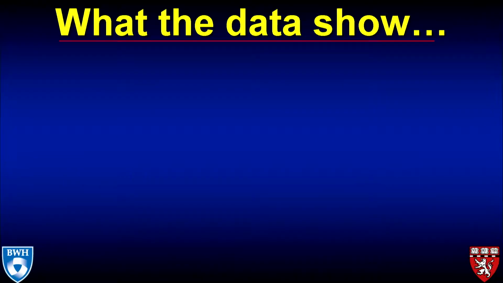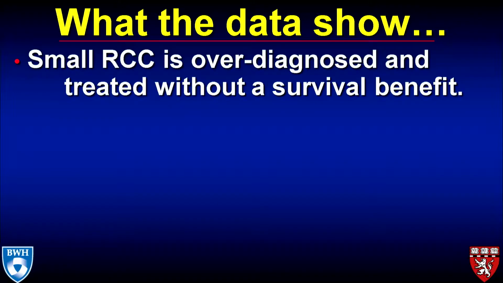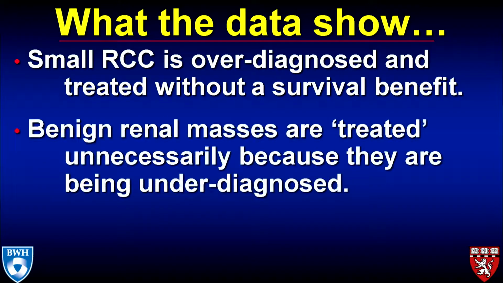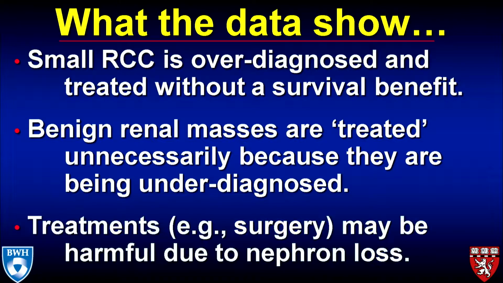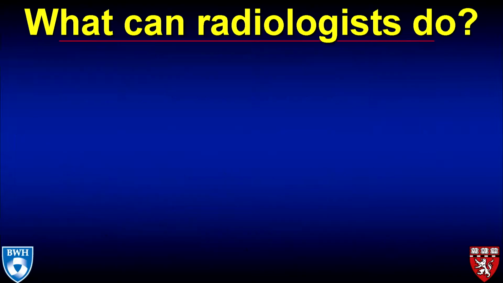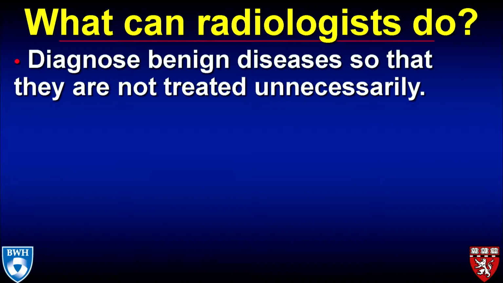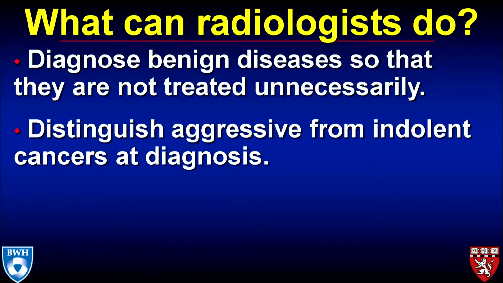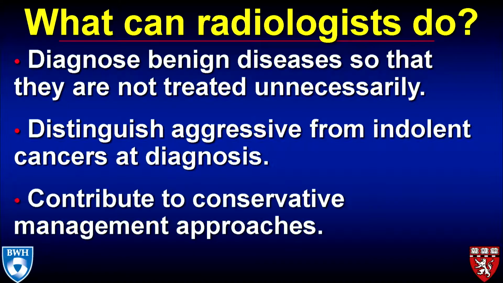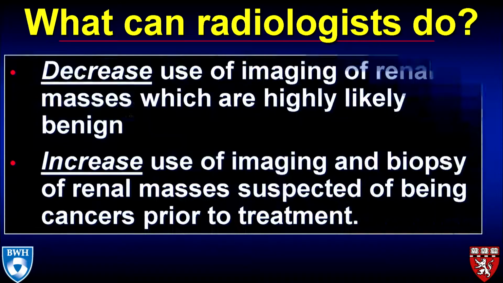So in summary, what do the data show? They show that small renal cell carcinoma is overdiagnosed and overtreated without a survival benefit. Benign masses are treated unnecessarily because they're being underdiagnosed. And the treatments may be harmful due to nephron loss. So what can we do? Diagnose benign disease, try to distinguish aggressive from indolent cancers, and contribute to conservative approaches.